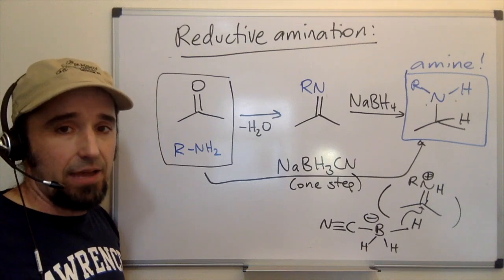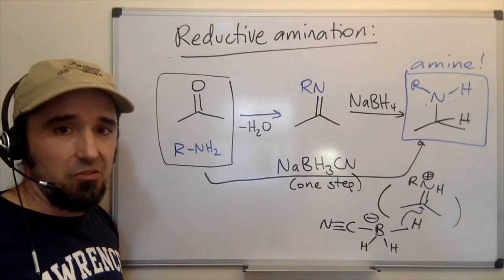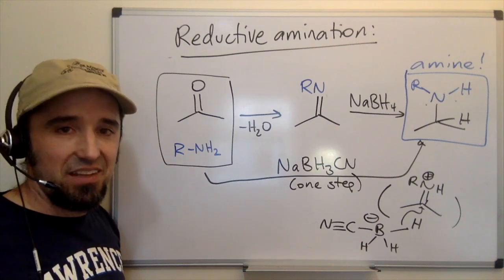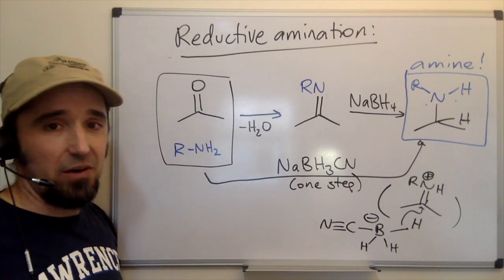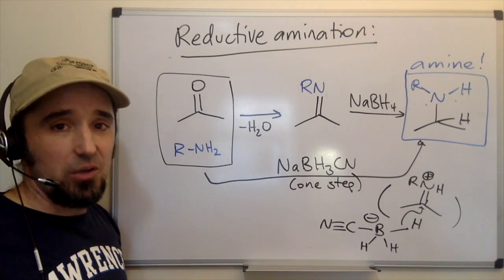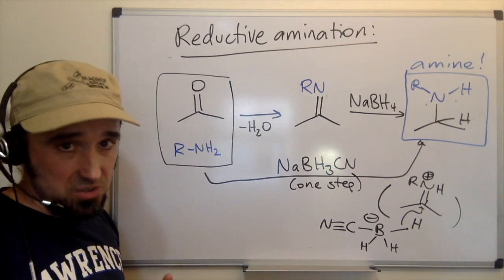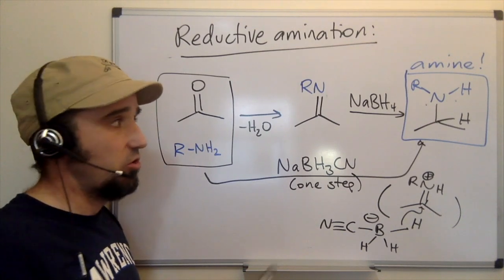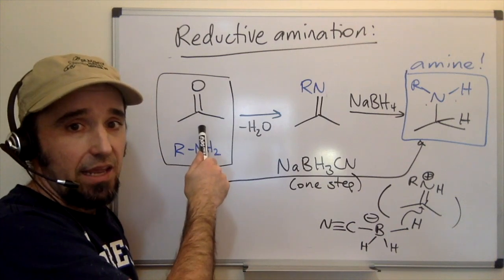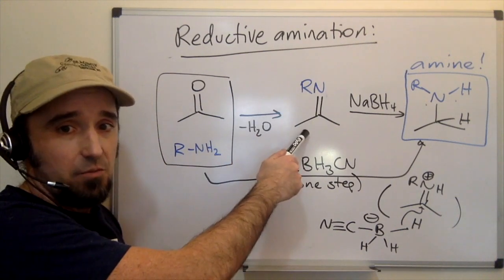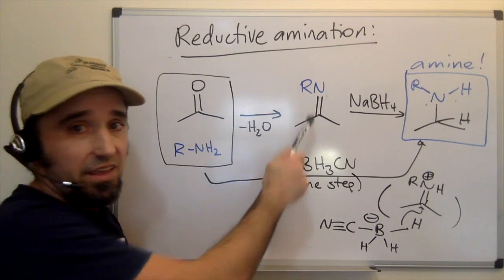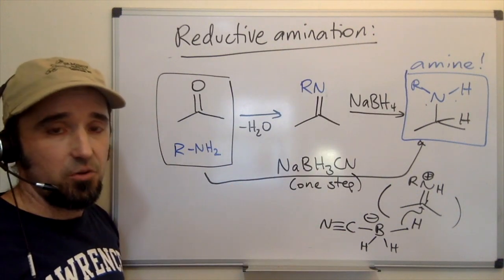Once I get that iminium ion, that and only that is reactive enough for sodium cyanoborohydride to react with. So again, if you like to memorize stuff, or if you think synthesis is super cool, you can use sodium cyanoborohydride to do this in one step. But it's okay to think about this in two steps, right? I can get to an amine from a ketone or aldehyde in two steps. First make the imine, removing water, then reduce it with sodium borohydride.